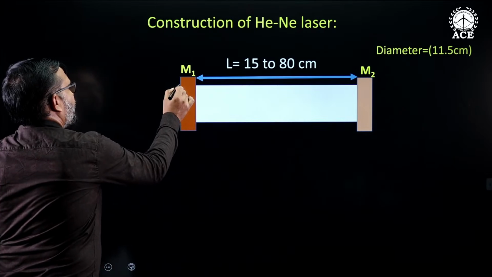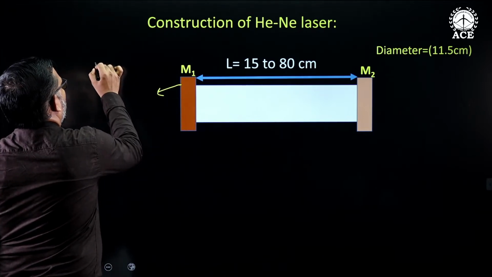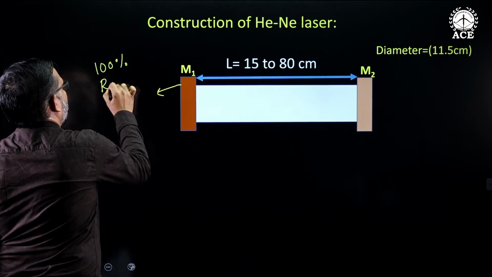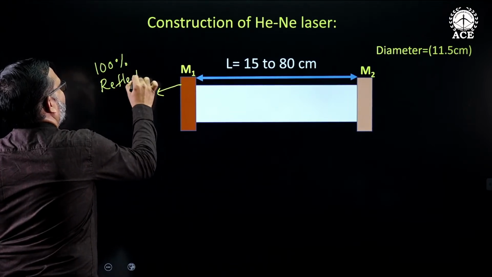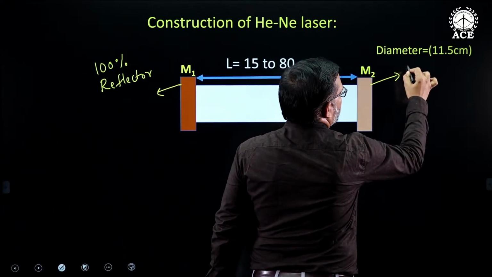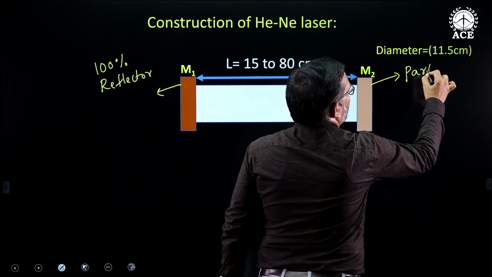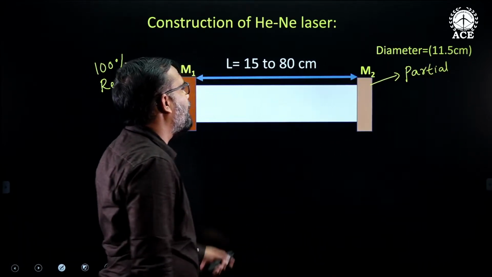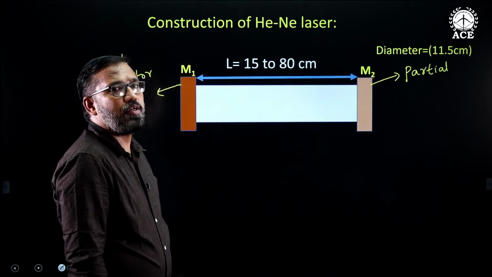What is mirror M1? It is a 100% reflector. Next, M2 is a partial reflector. Inside the tube we have a mixture of helium and neon.